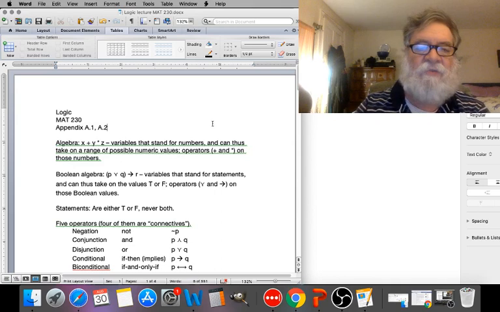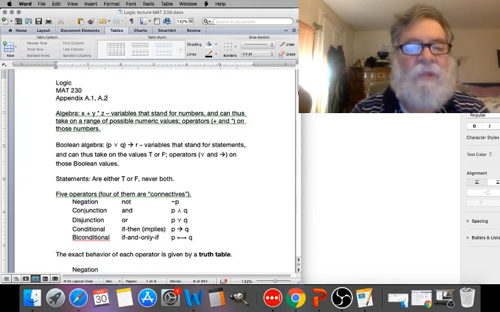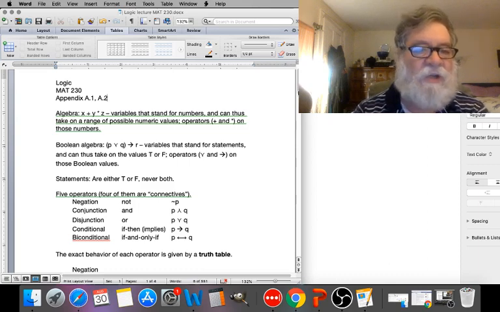All right, so first of all, Boolean logic is related to something called Boolean algebra, which is using variables and mathematical operators to describe logical statements and so on. So here's the first way to think about it. When you think about normal algebra, you have something like x plus y times z. Think about that as being a bunch of variables, x, y, and z, that stand for numbers. And that means those numbers can take on a range of possible numeric values, usually real numbers. And then there's operators, plus and times, on those numbers.